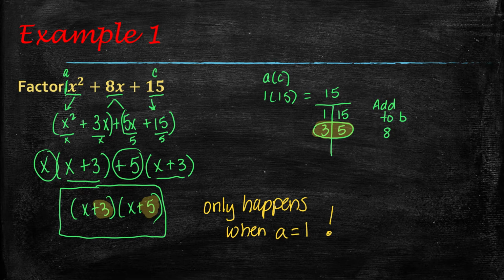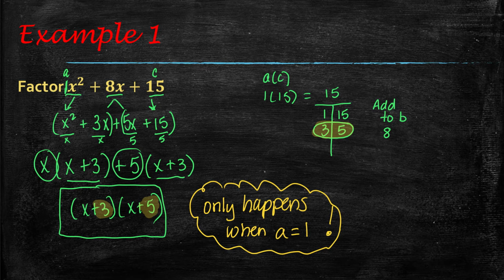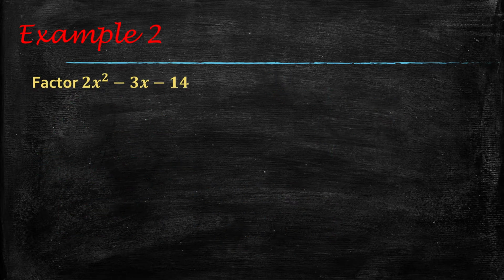Okay? So what we could do is, since our A value is equal to 1, as soon as we get these numbers right here, we can go ahead and write our factors with those numbers. But remember, that only happens when A is equal to 1. So let's look at one that does not have an A value of 1.